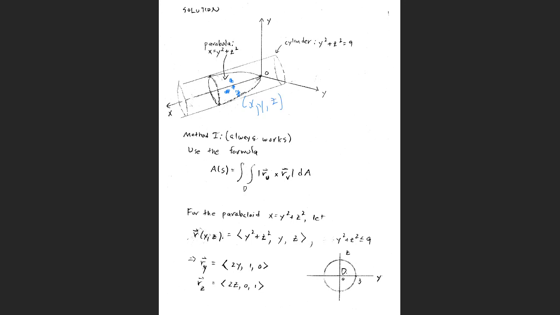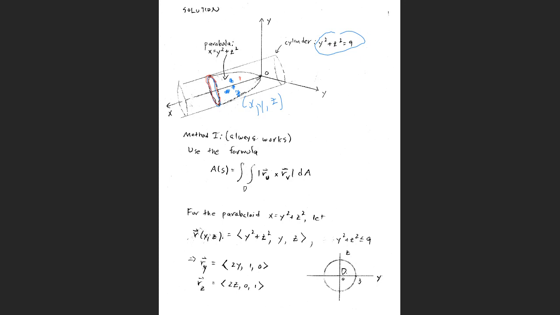But because the surface stops here, where the paraboloid intersects the cylinder, at its most extreme, y squared plus z squared would equal 9. And that would be true for the points that lie right here at the edge of the paraboloid, where the paraboloid meets the cylinder.